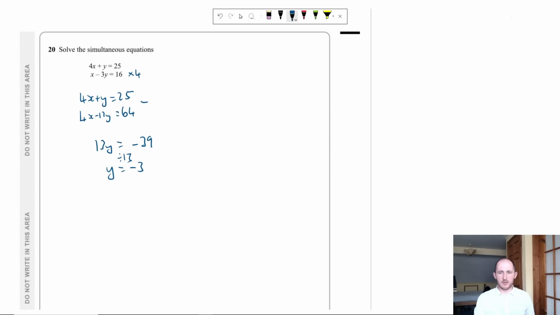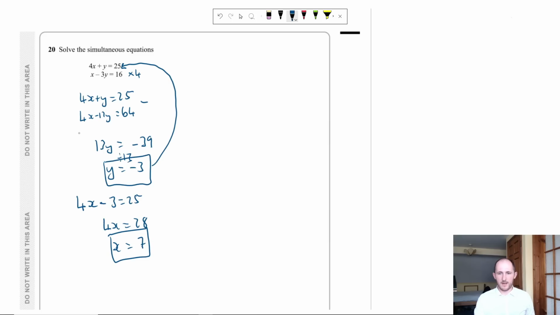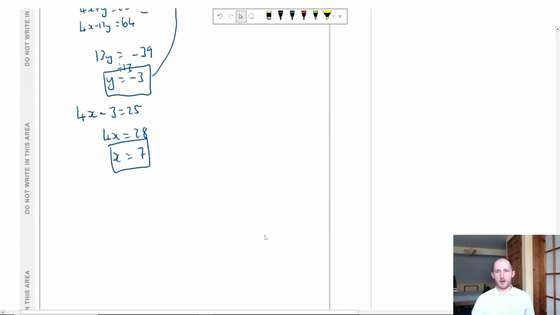Now, to work out x, all you have to do is sub it into one of the 2 equations, and you can choose whichever one you want to do. In fact, we have 3 equations, right? We have these 2 and also this one. I'm going to sub it into the very top one just because I want to. So 4x, then it says plus y, but y is minus 3, so let's just say minus 3 equals 25. Add 3 to both sides, 4x is equal to 28. Divide both sides by 4, x is equal to 7. Those are my 2 answers. And that is 4 marks for the final question.